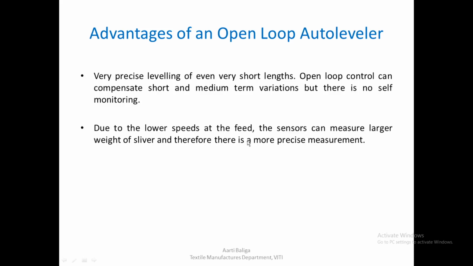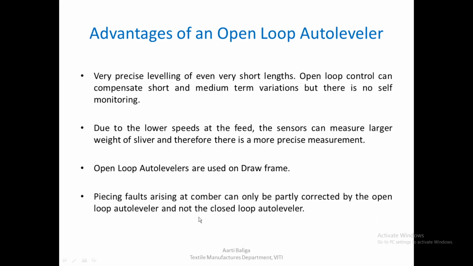Due to the lower speeds at the feed area, the sensors in an open loop auto leveler would be in the feed area. So the speeds at the feed being relatively lower, it can measure large weights of sliver, and therefore there is a more precise measurement in case of an open loop auto leveler. Open loop auto levelers are normally found on draw frames.